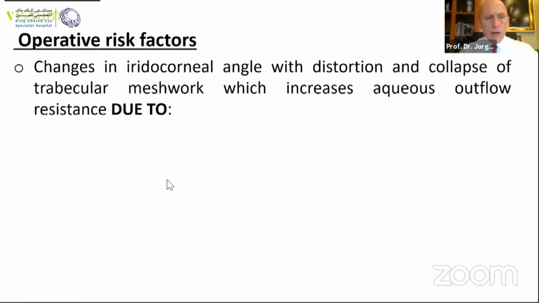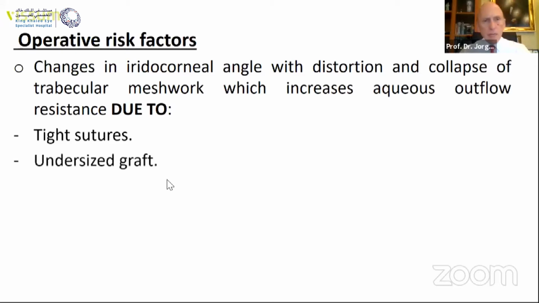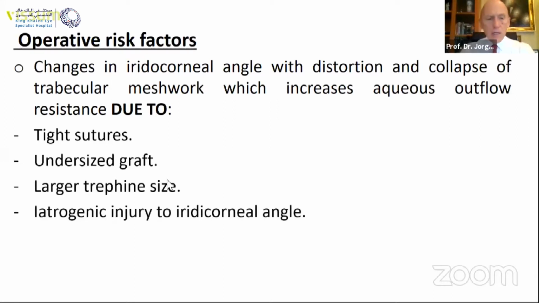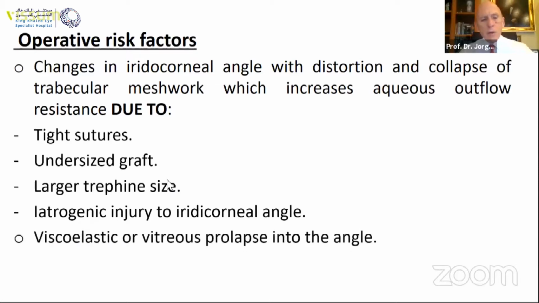Other risk factors are indeed important, and they happen during the surgery. Intraoperative changes in the iridocorneal angle with distortion and collapse of the trabecular meshwork can affect the outcome post-op. This can be due to tight sutures, frequently, especially in the learning curve for corneal graft, or an undersized graft. When you use a larger trephine, the larger it is, the worse. Or when you have trauma to the iridocorneal angle, for instance from synechiae that you have to lyse during the surgery, or you use too much viscoelastic, or you have vitreous prolapse into the angle.